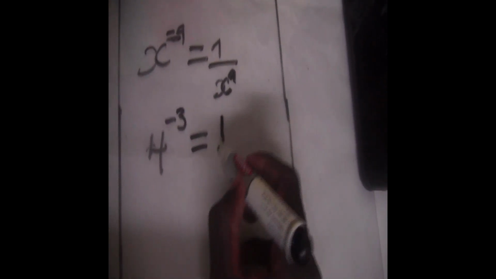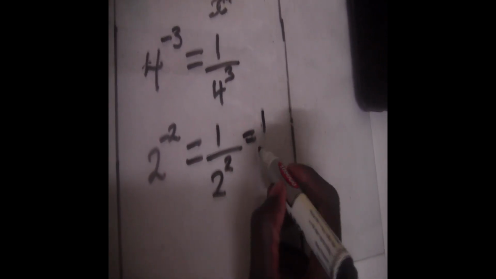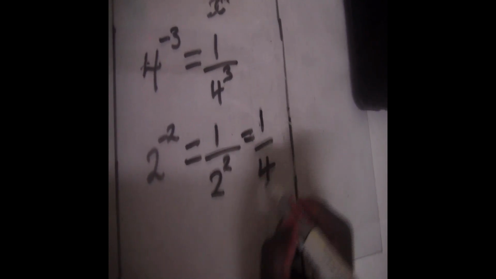So for our case, we can say 4 raised to power negative 3. The answer will be 1 over 4 raised to power 3. When you're given 2 raised to power negative 2, your answer is supposed to be 1 over 2 raised to power 2, which will give you 1 over 4. This is our answer. And that's how you go about the negative index.